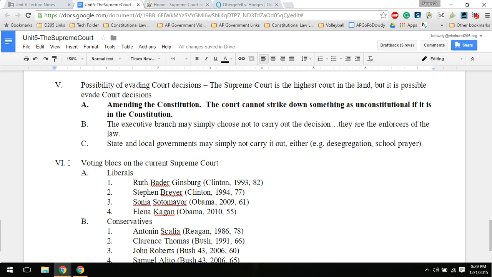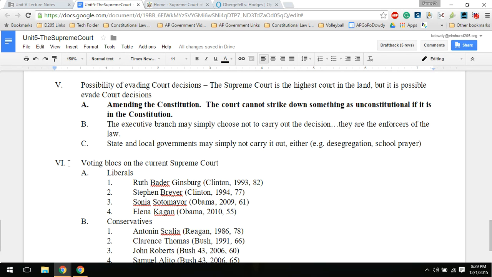How can you get around a Supreme Court decision? You can just choose not to follow it. Again, some states have decided not to issue marriage certificates to 2 men or 2 women. They said, what are you going to do? We're not going to issue it. We don't agree with this. It's then up to usually the executive branch of the federal government, the presidency, to enforce a Supreme Court decision.